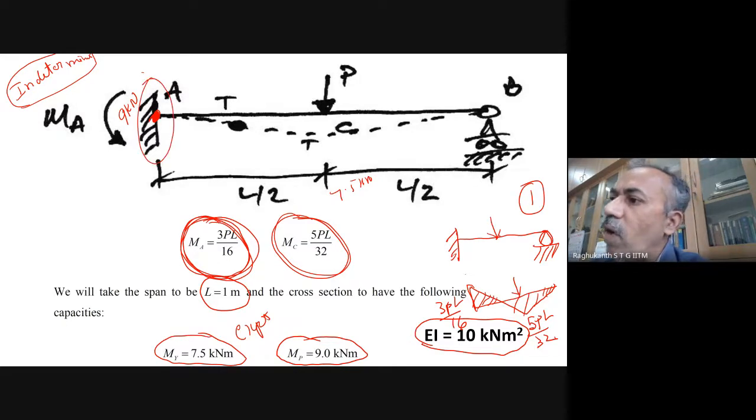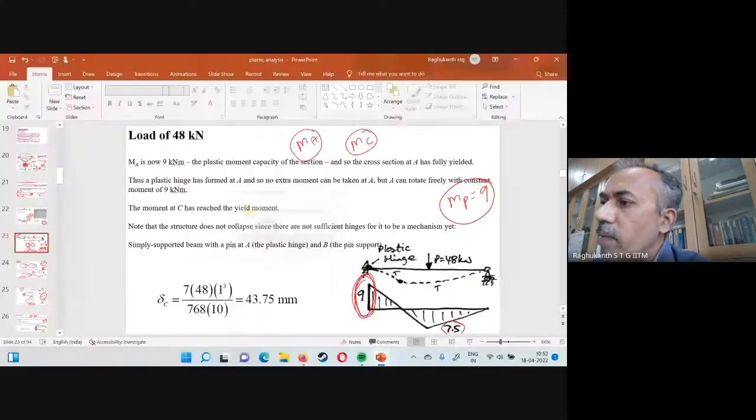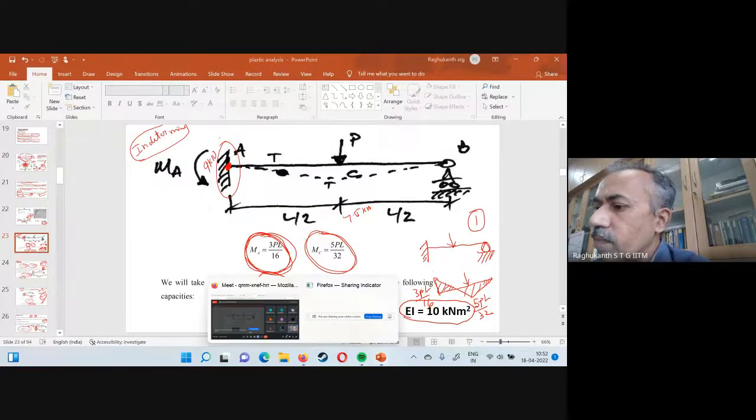See, at A a hinge has formed. At C, it is still 7.5 kilonewtons only. Okay, it has only reached the yield. So 7.5 means only the top and bottom fibers are in yield. To make the whole section plastic, you require 9 kilonewtons basically. Okay, now what will happen? Now tell me, what will happen now?